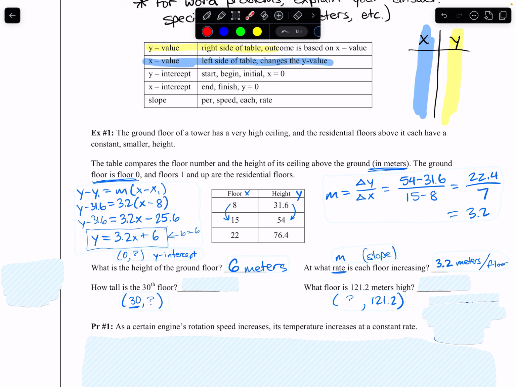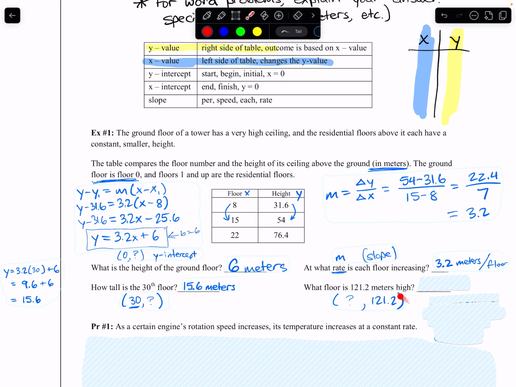All right. So then the third question asks, how tall is the 30th floor? Remember, 30 is an x value. So if I plug in 30 for x, I can multiply 3.2 times 30 and then add 6. And I'll find a y value of 15.6. Remember, y is the height, so that's 15.6 meters. The 30th floor is 15.6 meters tall.